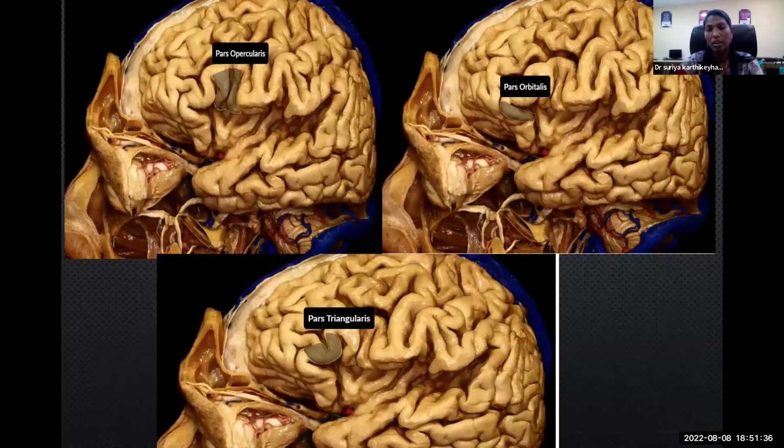What is this? We have seen those from the lateral sulcus, the rami. The rami divide these areas. We have the pars opercularis near the operculum, the pars orbitalis near the orbital region, and the pars triangularis between the pars orbitalis and the pars opercularis.